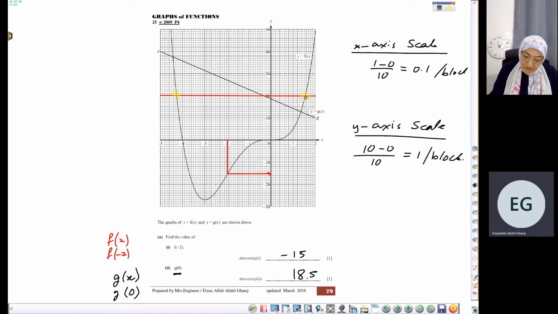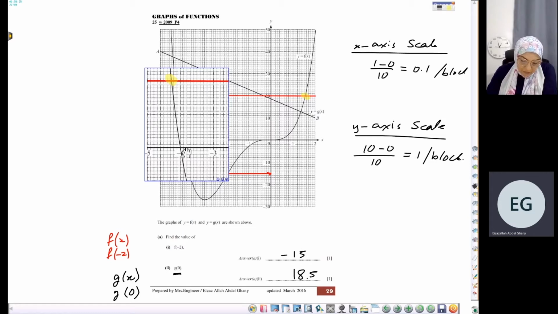This is the function f. It cuts f at 2 points, and now we need to read them from x-axis. Okay, now let's read. Zoom in. This point is before the -4. Remember, x-axis 0.1 per baby block. I'll make it clearer.